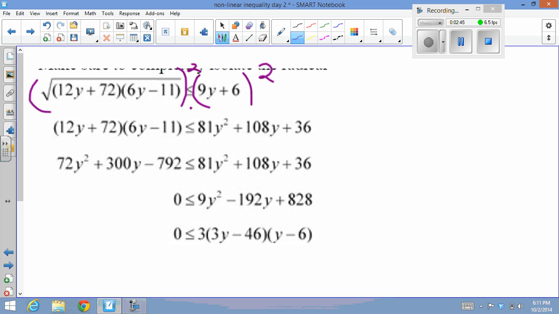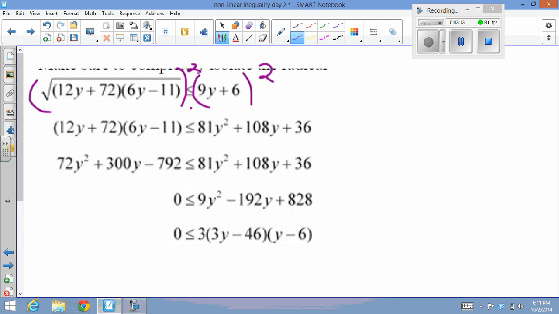So now I've FOILed on the right-hand side, and I still have this product of 2 binomials, so I'm going to have to multiply that out. So that's how I get the 72y squared plus 300y minus 792. And I still have to solve it, so I have to move everything over, and I chose to move everything over to the right-hand side, so I would end up with a positive y squared. So then I end up with 9y squared minus 192y plus 828.